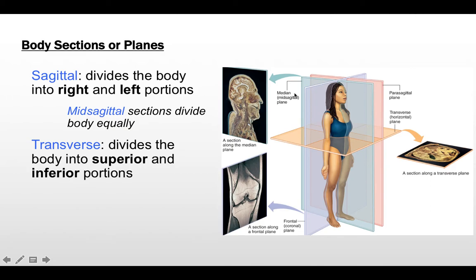Transverse cuts divide the body into superior and inferior portions. I remember this one because it is parallel to the ground. So it is the only one that is a horizontal plane. That is our transverse cut here in orange.